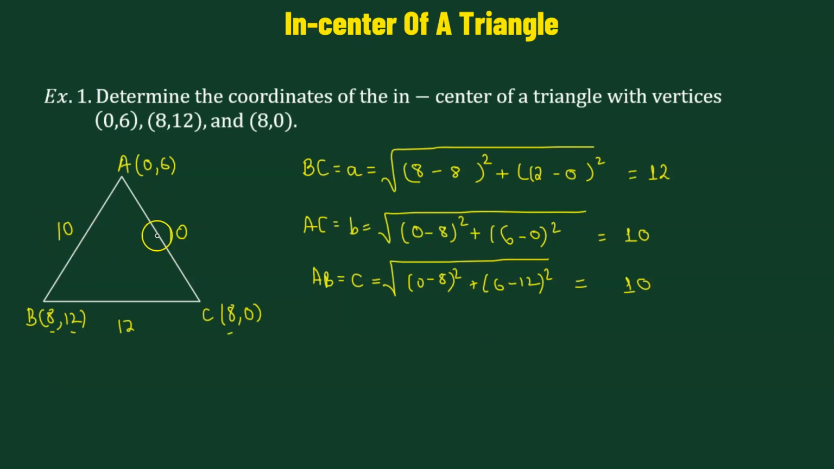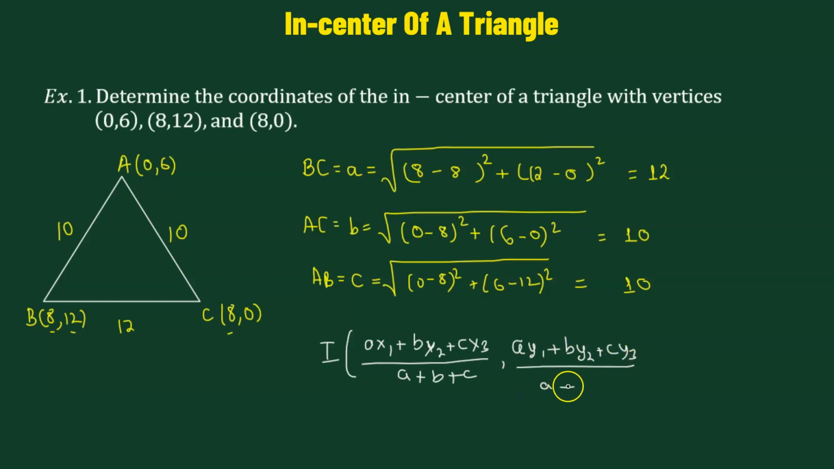Fine. Now, how to find out the coordinates of the incenter? That's a very simple task. The coordinates of the incenter I will be ax1 plus bx2 plus cx3, and this is going to be divided by a plus b plus c. Then the y coordinate is ay1 plus by2 plus cy3 divided by a plus b plus c. The way we choose a, b, c is extremely important here.